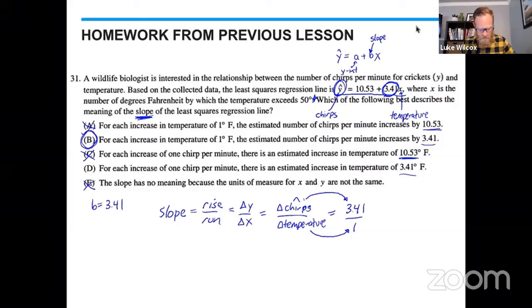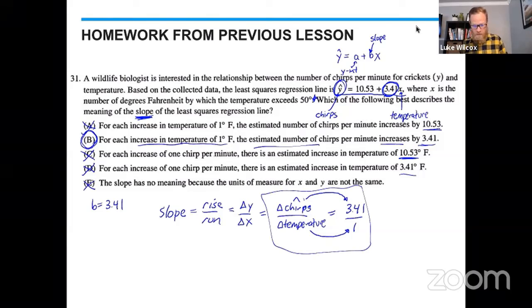For each increase in a temperature of 1 degree Fahrenheit, the estimated number of chirps increases by 3.41, which is exactly what this is saying right here. And if you look at answer choice D, for each increase of 1 chirp per minute, there's an estimated increase of temperature of 3.41. They've actually switched the X and the Y. That's why this one here is incorrect. So we definitely say that answer choice B was the correct answer here. So I hope that you did all right on this one.